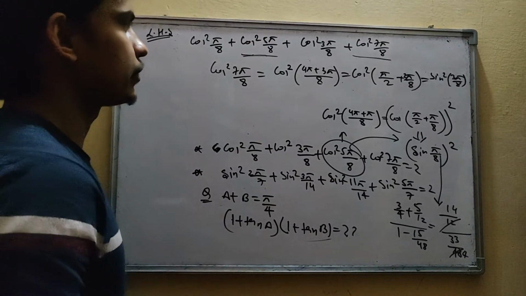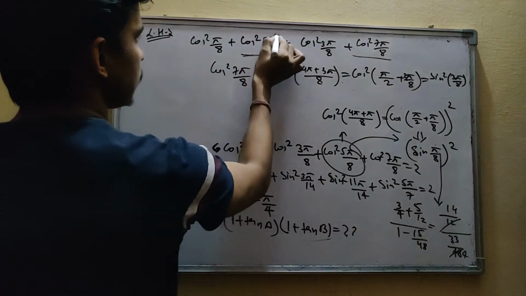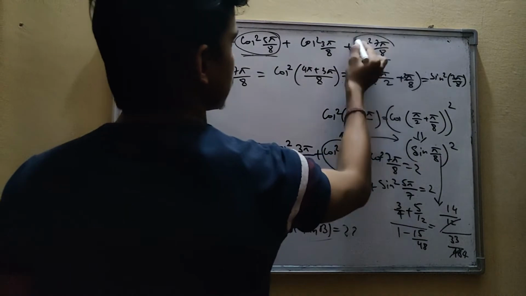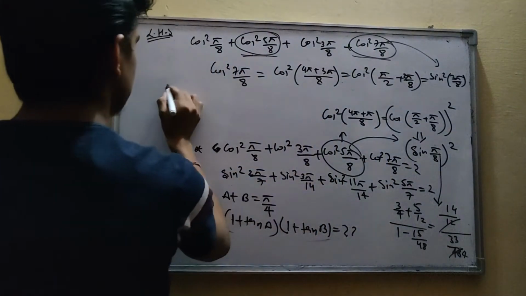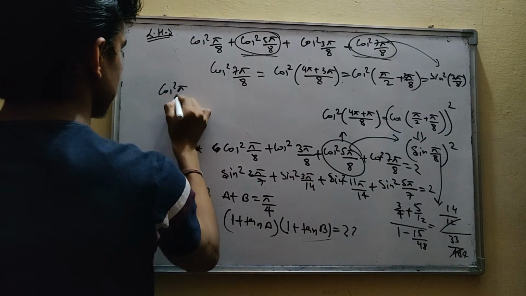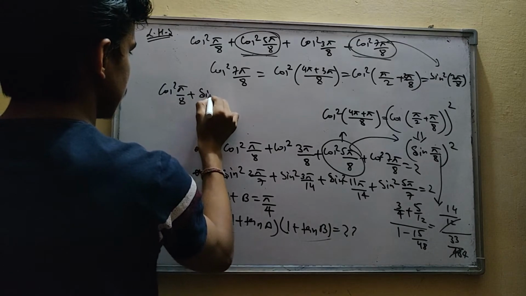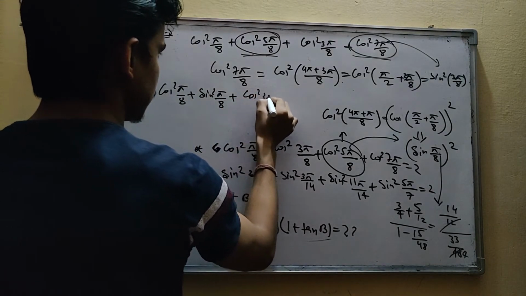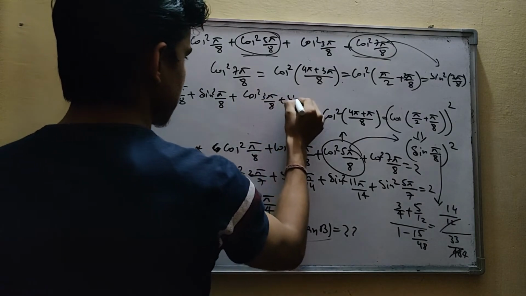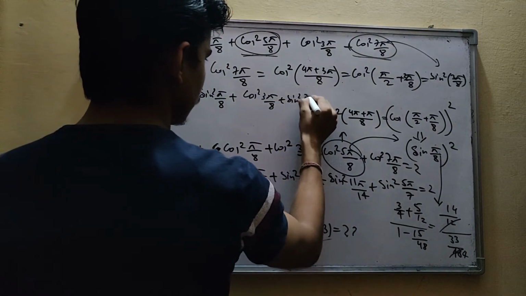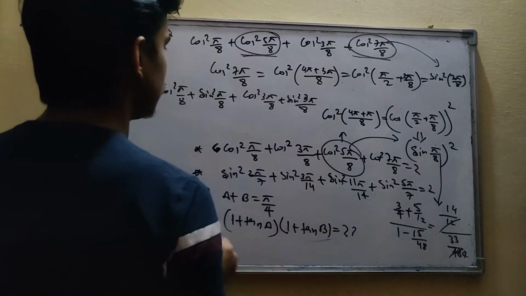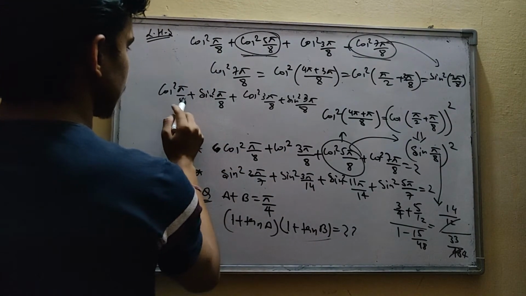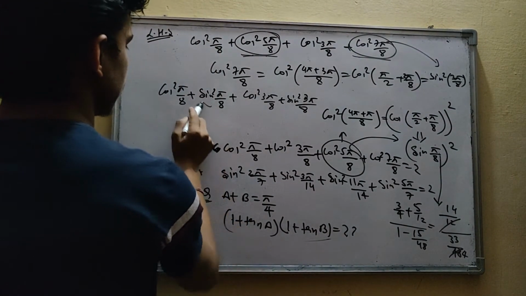Is it clear? So this is how you can do this. Now this will be replaced by this, and this will be replaced by this. Now cos square pi by 8 plus sin square pi by 8 plus cos square 3 pi by 8 plus sin square 3 pi by 8, right? So this one is going to be cos square pi by 8, cos square 3 pi by 8.